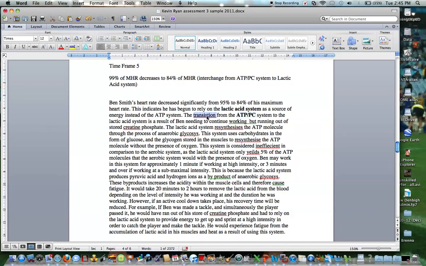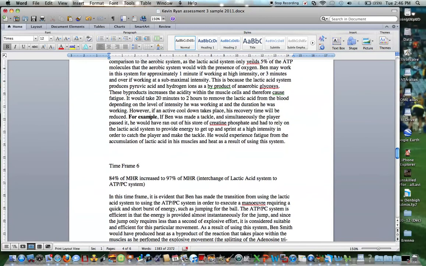Transition shows relationship between things, so moving from one to the other. So there are some key words in here which show the marker that he's got understanding, he's showing how they relate to each other, and that's what the question asked him to do. He's got the problems associated with the system over a period of time at this percentage. He's got examples in there again to support it. And I'm just making them stand out a little bit.